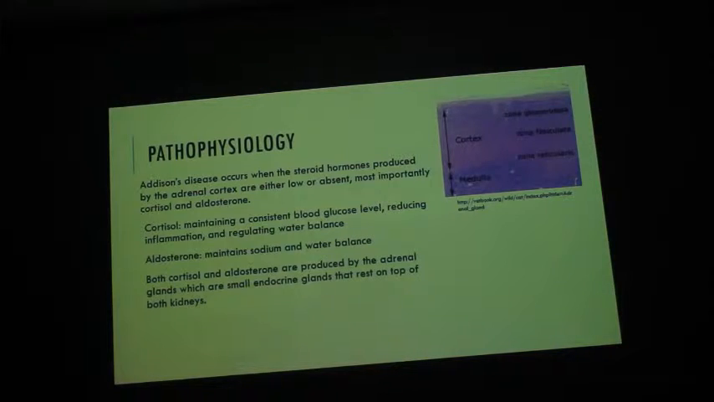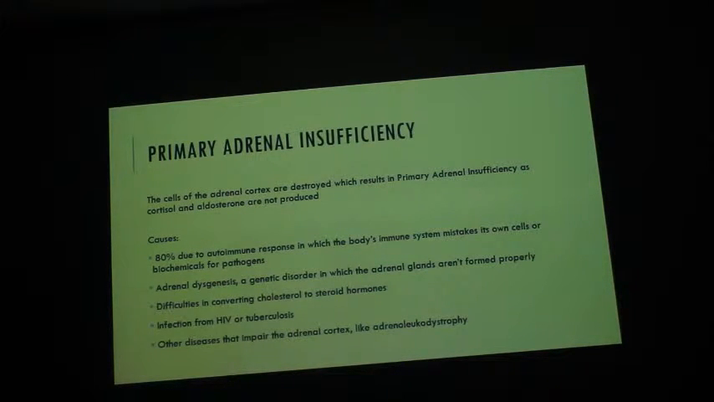It maintains a consistent blood glucose level, reduces inflammation, and regulates water balance. Aldosterone maintains sodium and water balance, which are necessary for keeping consistent blood volume and pressure. There are two types of Addison's disease: primary and secondary adrenal insufficiencies.